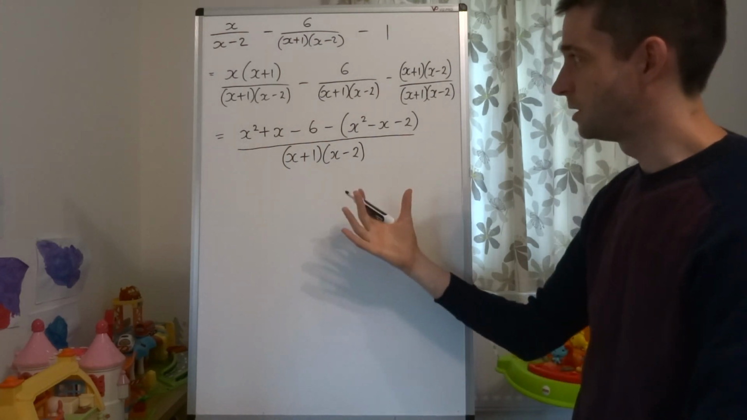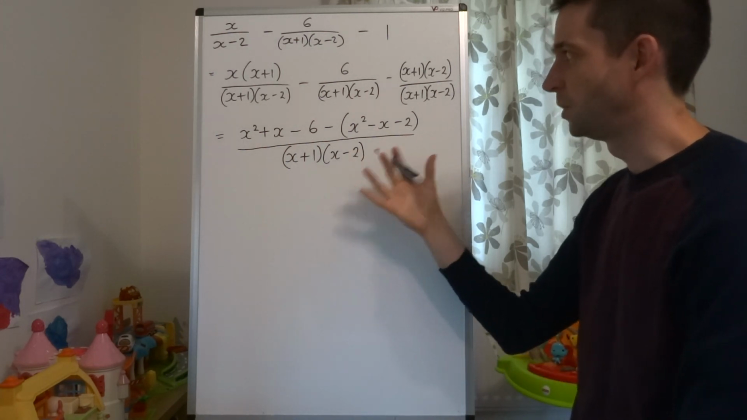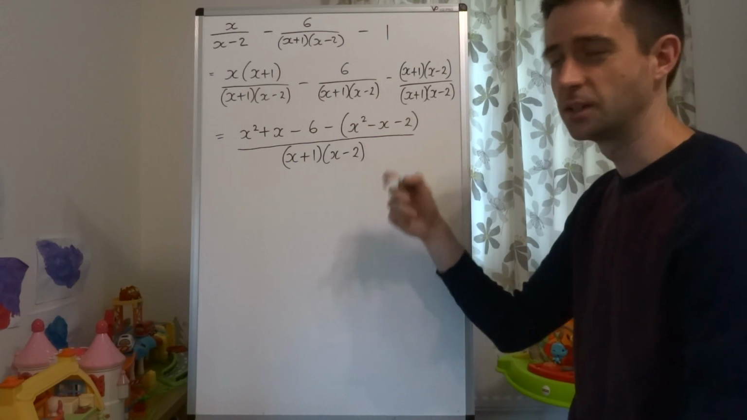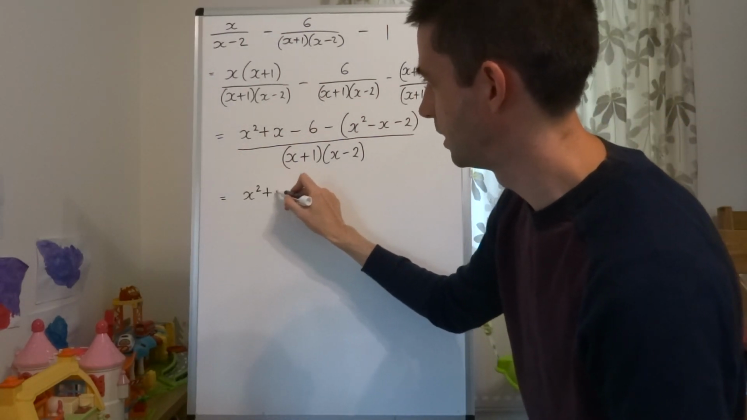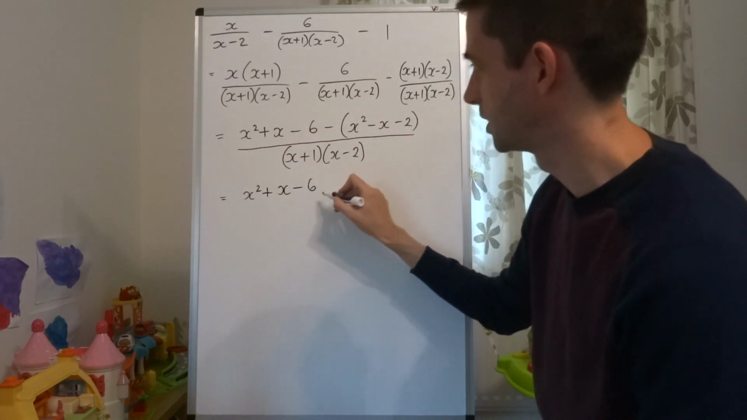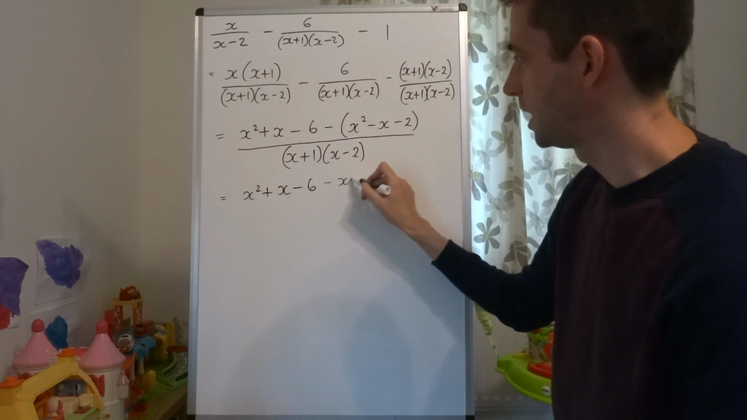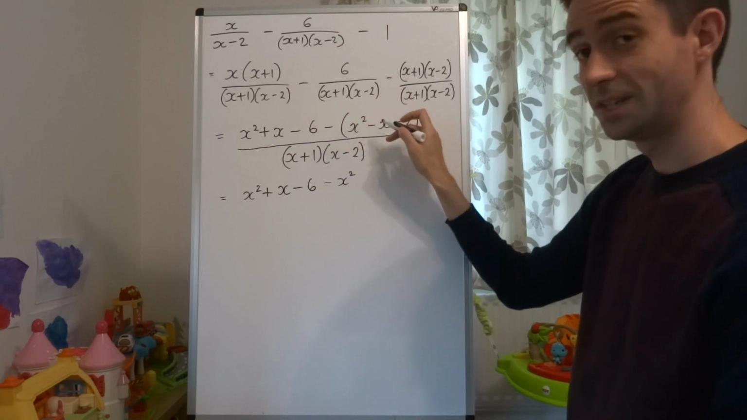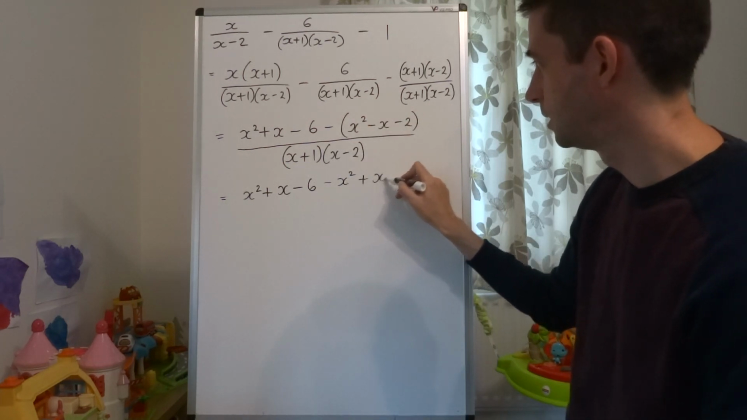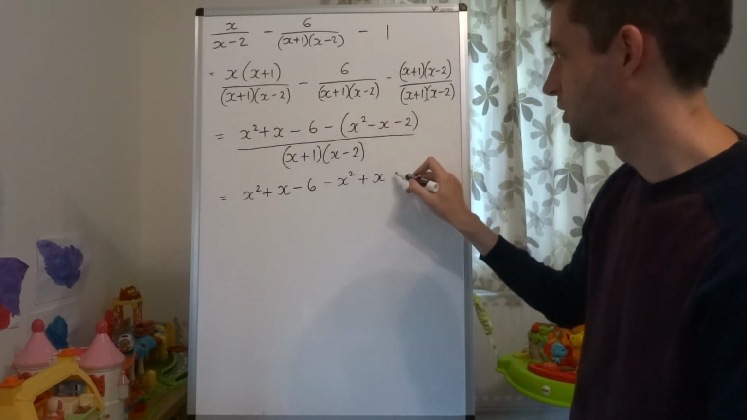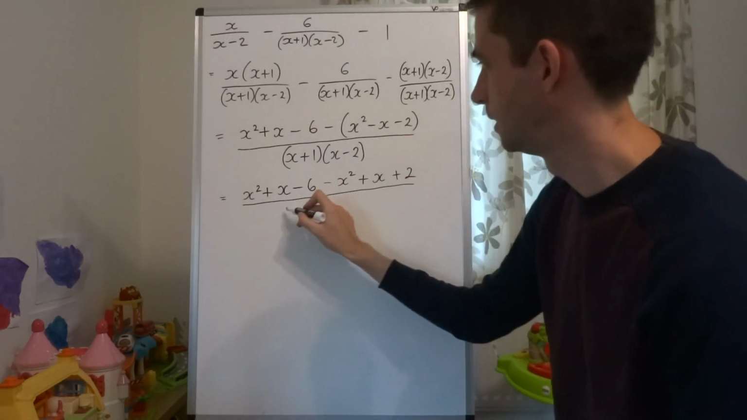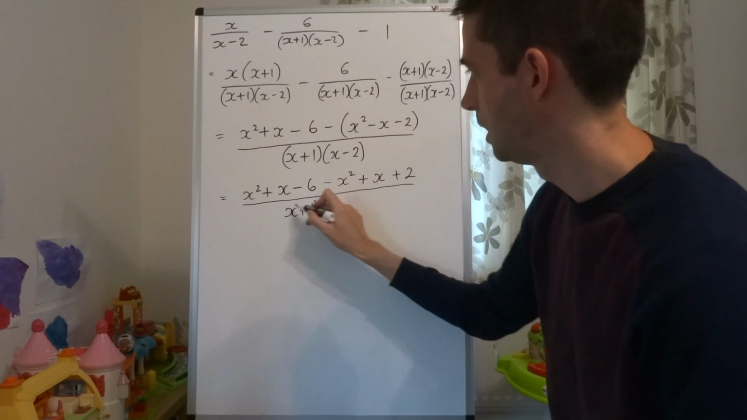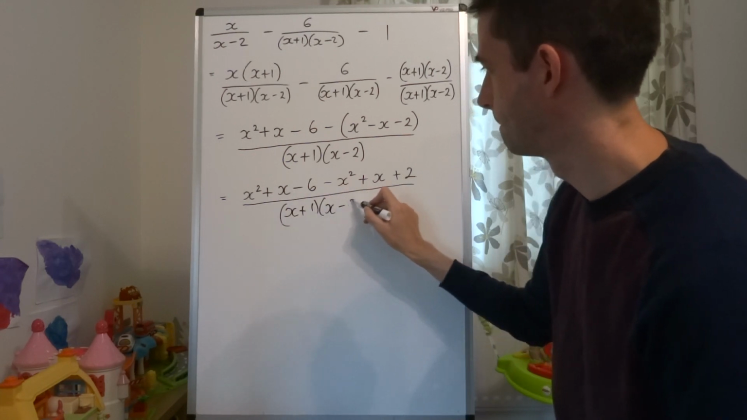You may be able to look at that and think, okay, I can simplify that without having to work out how the bracket's affected, but it might be your preference to say, right, I'm just going to make sure I'm getting this right by doing x squared plus x minus 6, minus x squared, minus negative x makes positive x, minus negative 2 makes plus 2. That is still over (x plus 1)(x minus 2).